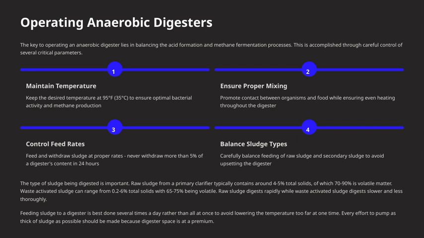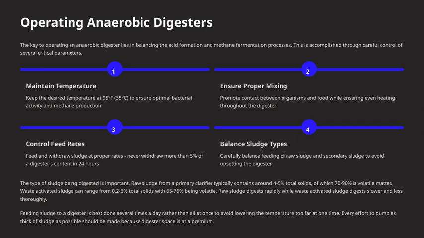Balancing the types of sludge fed into the digester is also vital. Raw sludge from a primary clarifier typically contains about 4 to 5% total solids, with 70 to 90% of that being volatile matter. Waste-activated sludge, on the other hand, can range from 0.2 to 6% total solids, with 65 to 75% volatile solids. Raw sludge tends to digest quickly, while waste-activated sludge digests more slowly and less completely.